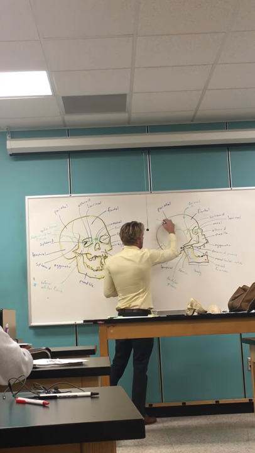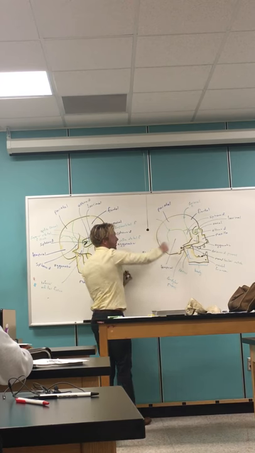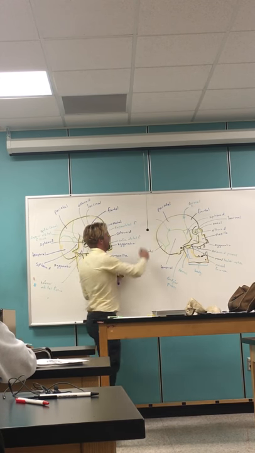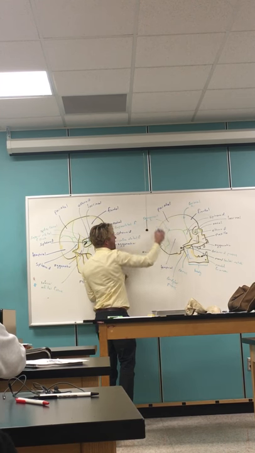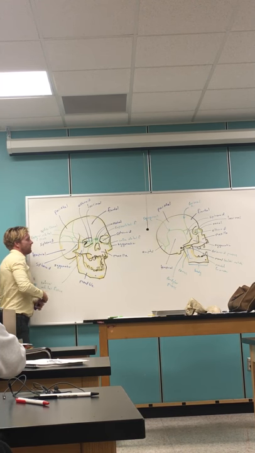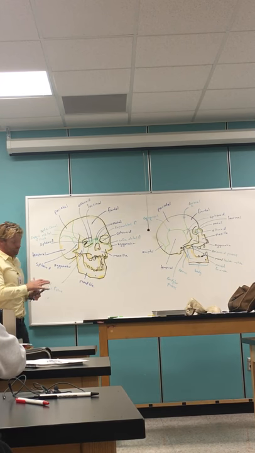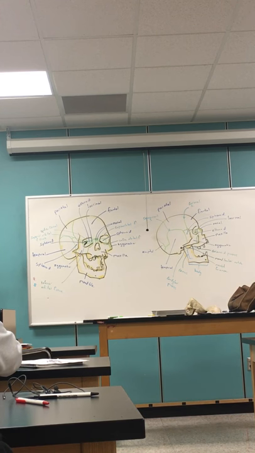The suture produced by the union of the temporal bone and the parietal bone is the squamous suture. The suture that is made by the union of the occipital bone with the two parietal bones, see the occipital bone right here, occipital, two parietal, so it's this suture right here. It looks like a little triangle. Lambdoid suture.